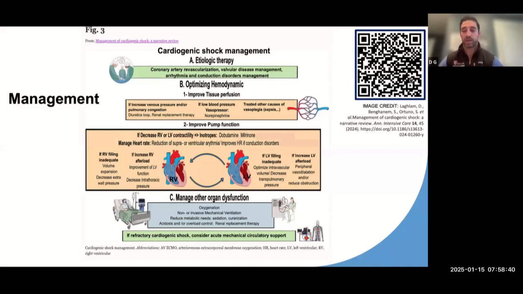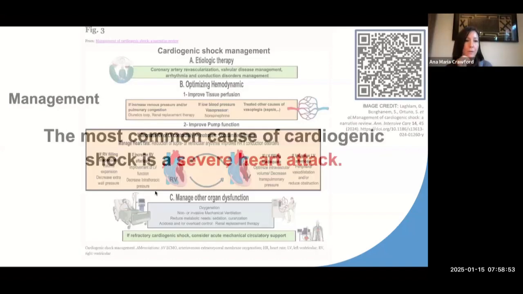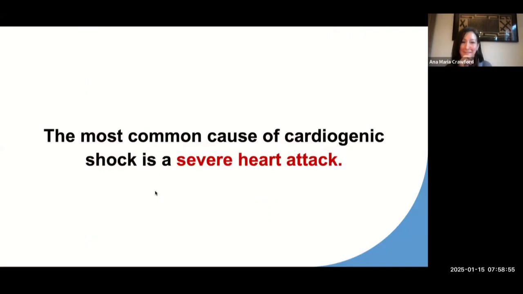And so that would be the time to reach out to a cardiac center if there's one nearby, and consider escalating support, or at least escalating to invasive hemodynamics to help guide you. Great. Thank you so much. So once again, the most common cause is severe heart attack, isn't it?